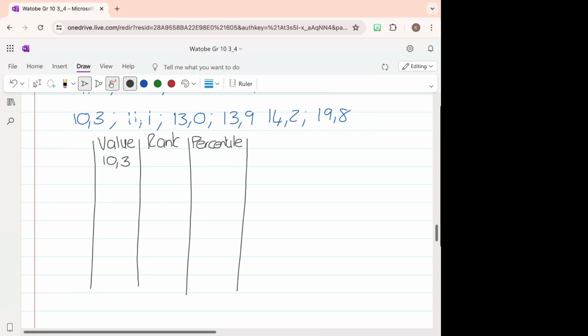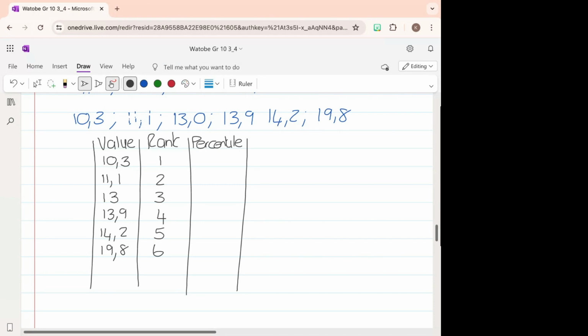So the first value was 10, 3, and it was rank number 1 here. The second value was 11, 1. It was rank number 2. 13, 0 was rank number 3. 13, 9 was rank number 4. 14, 2 was rank number 5. And 19, 8 was rank number 6. Are you with me for the time being? Thumbs up if you're with me. You understand what I'm saying. Amazing. Good. Well done.